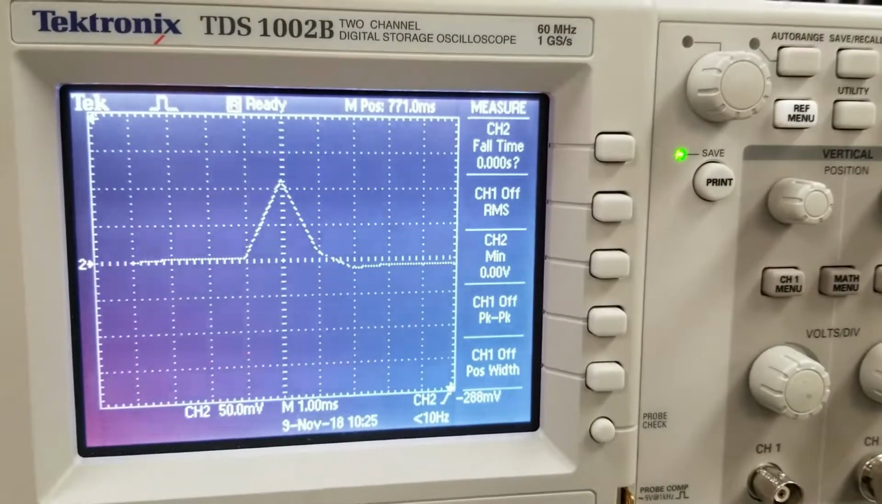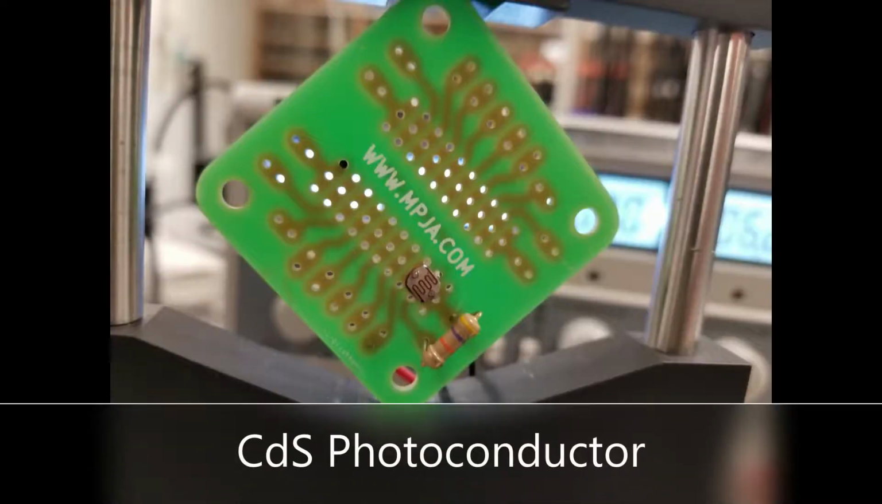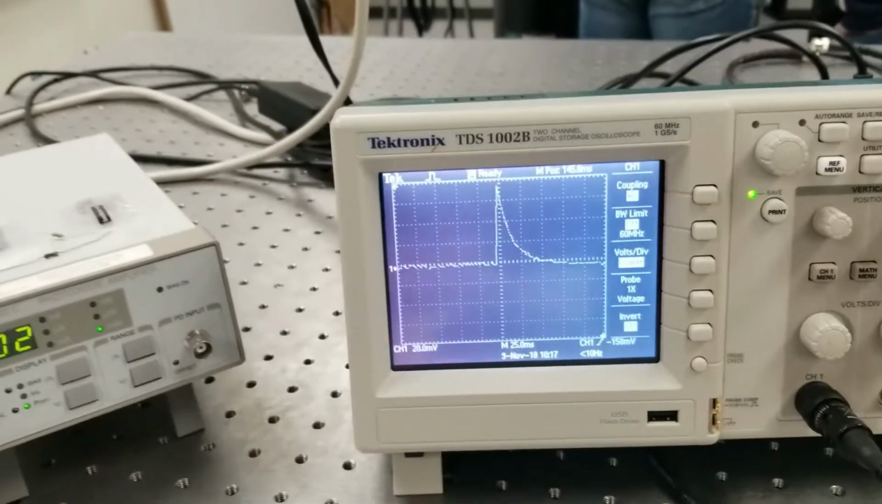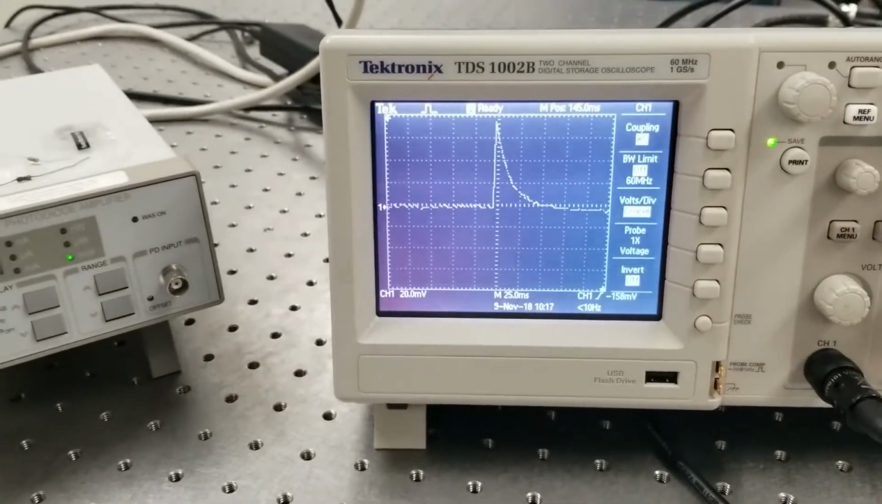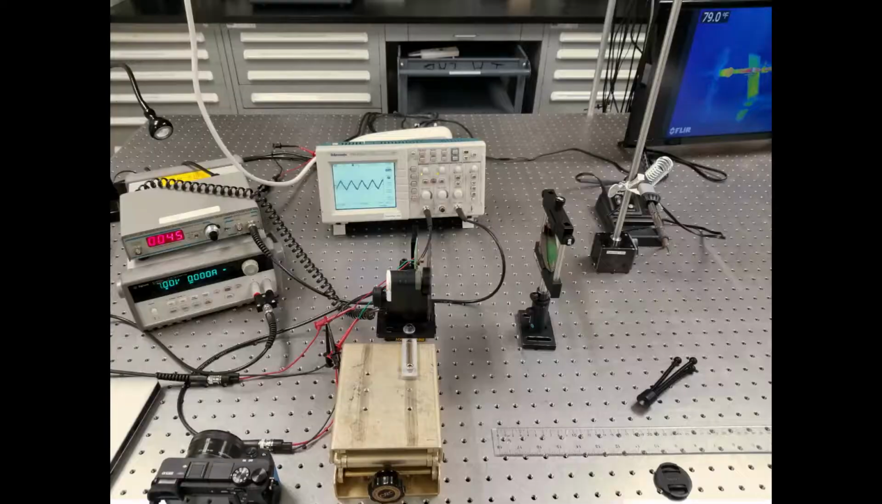For the small silicon detector, we got a decay time of about 2 milliseconds. The CDS photoconductor decays much slower than the silicon photodiode based on this oscilloscope reading.